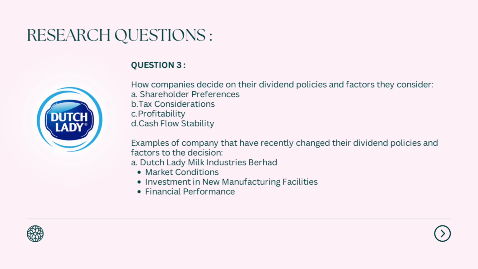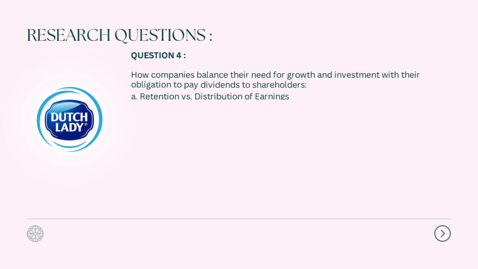This balance reflected several factors. First, market conditions. Second, investment in new manufacturing facilities. And last, financial performance. By balancing shareholders' return with strategic investment and prudent financial management, the Lady Milk Industry Berhad's dividend policy in 2023 exemplified a comprehensive approach to sustaining growth while meeting shareholders' expectations.